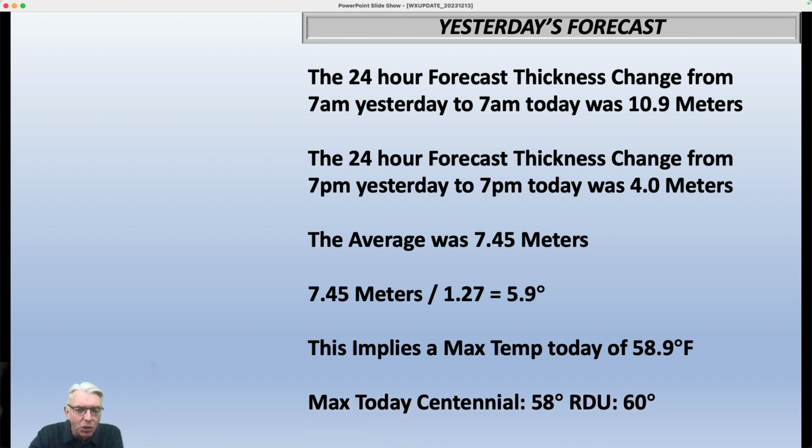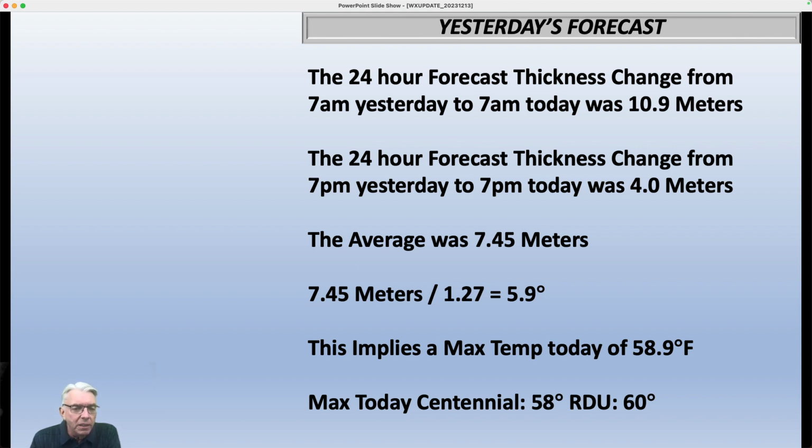And the max today at Centennial was 58, and at RDU it was 60, so the 58.9 was right in the middle. So looking at the raw numbers, it actually went a little bit cooler than it actually turned out, but by using the thickness changes, we actually were right in the middle of the actual range today, 58 to 60. I know we're quibbling over a degree or two, and most people aren't going to notice that. I probably wouldn't notice it either, but it's just one of those things where I've had some luck with using the thickness technique being superior in many cases to actually looking at the raw numbers of the model, be it a deterministic model or an ensemble mean. So I just thought I'd share that with you. It's just something sort of fun to look at every day.